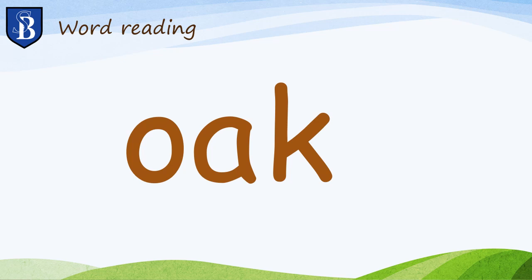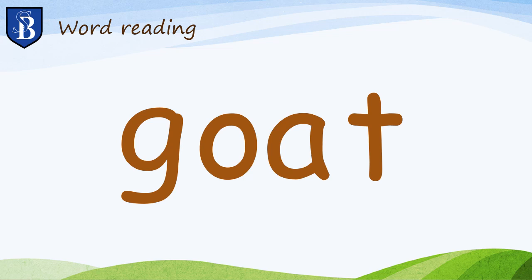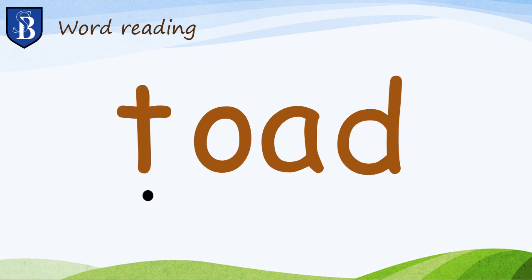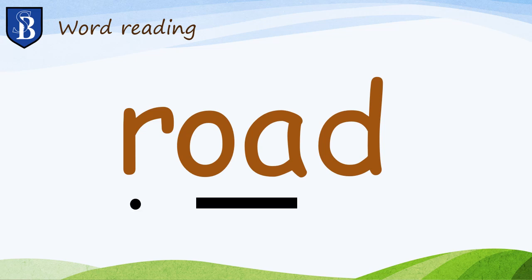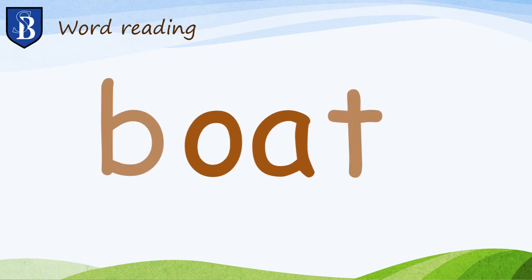Let's think about some word reading. And as ever, if you want a bit more of a challenge, you can pause the video before I read the words with you to see if you can do it on your own. Oak, oak. I found an acorn underneath the oak tree. Goat, goat. And there's our O digraph in the middle of the word, between the letters G and T. Goat. Toad, toad. Road, road. Boat, boat.